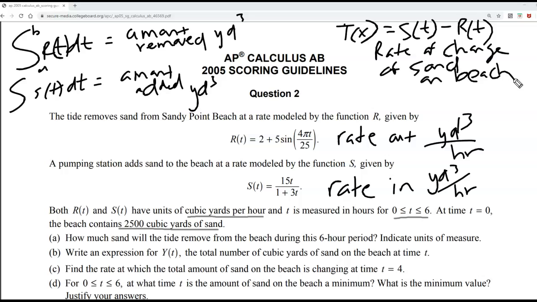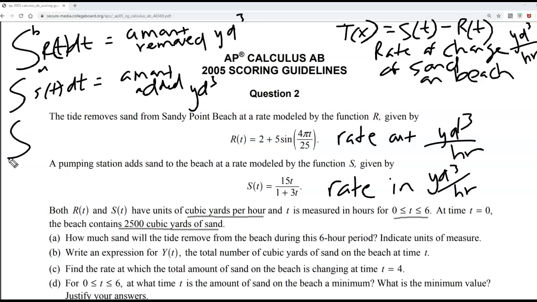Now, since that's just another rate, that's also going to be cubic yards per hour like the other rates are. Okay. Now, if we integrate T, then that's going to tell us something else still. That's going to tell us the change in the amount of sand on the beach.